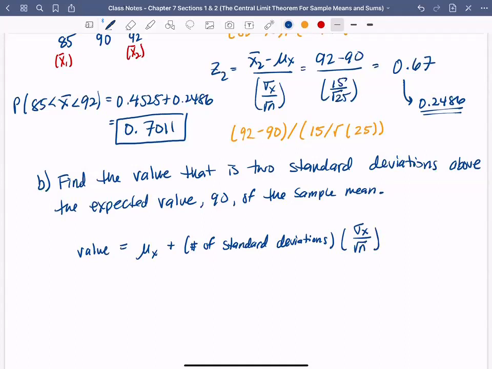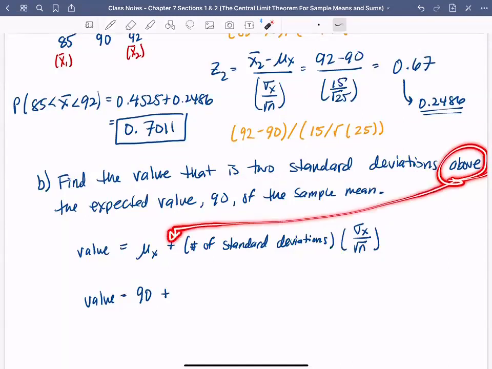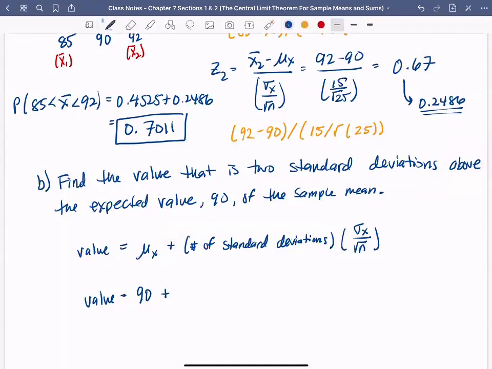So right now we look like this. Value is equal to our average, which was 90, plus we want to be 2 standard deviations. Remember, it's above, so this above tells us that it's addition. If it was below, we would be subtracting. 2 times 15 divided by the square root of 25.